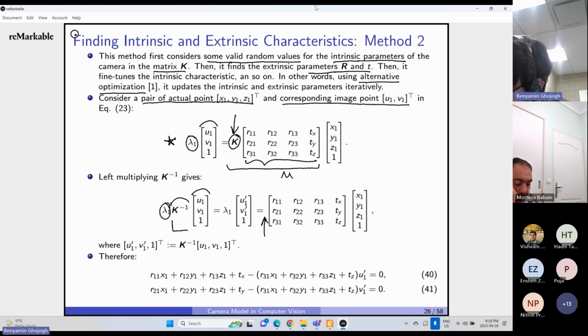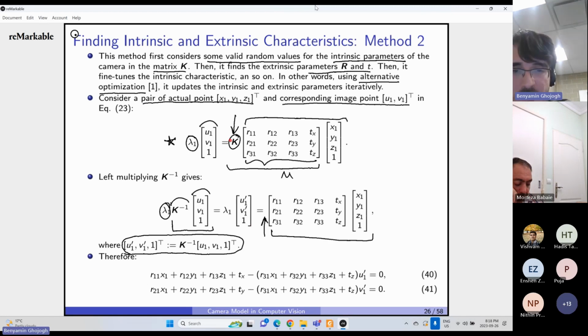Now I denote K inverse times this vector by u1 prime, v1 prime, and 1. So this becomes u1 prime, v1 prime, and 1. And the rest is the same as here, but this K went away, right? Then you tell me, so consider this equation.